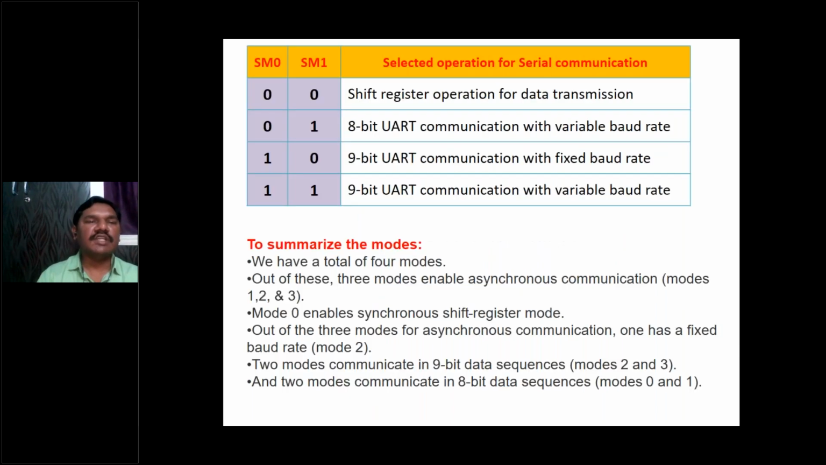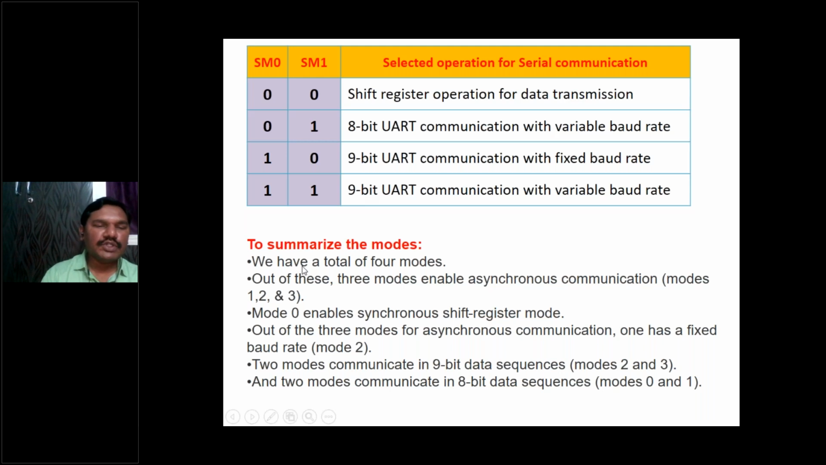So SM0 and SM1: if they are 00, it is shift register operation for data transmission. 01 is 8-bit UART communication with variable baud rate. 10 is 9-bit UART communication with fixed baud rate. 11 is 9-bit UART communication with variable baud rate. Usually we will operate in mode 0, mode 1 and mode 2.